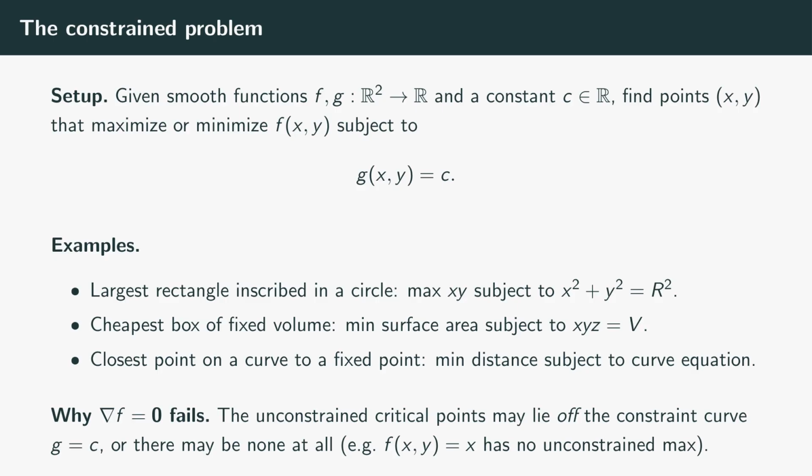The unconstrained critical points of f might not lie on the constraint curve at all, in which case they tell us nothing. Or f might have no unconstrained extrema yet have perfectly nice constrained extrema. Example: f(x, y) = x has no critical points anywhere, but on the circle x² + y² = 1, its maximum is at x = 1, and its minimum is at x = -1. The constraint creates the extrema.